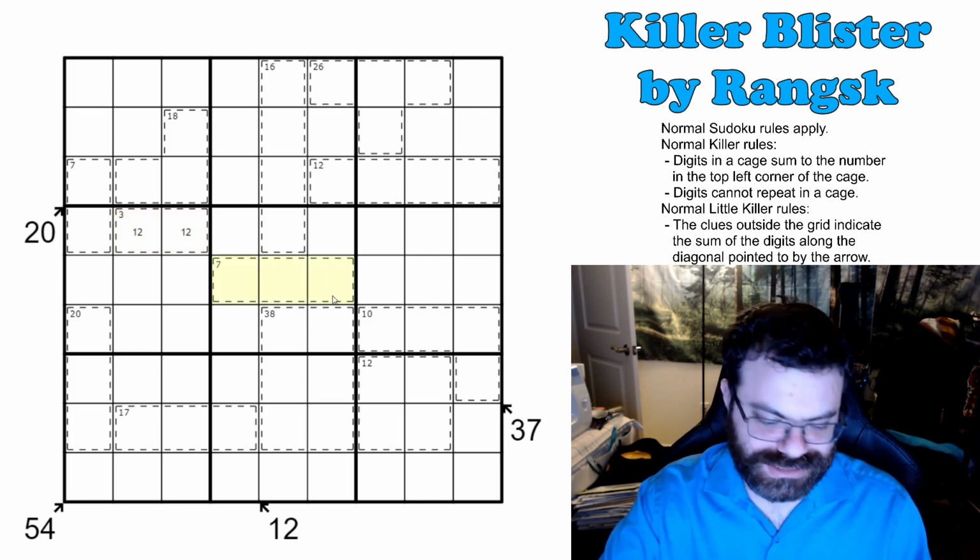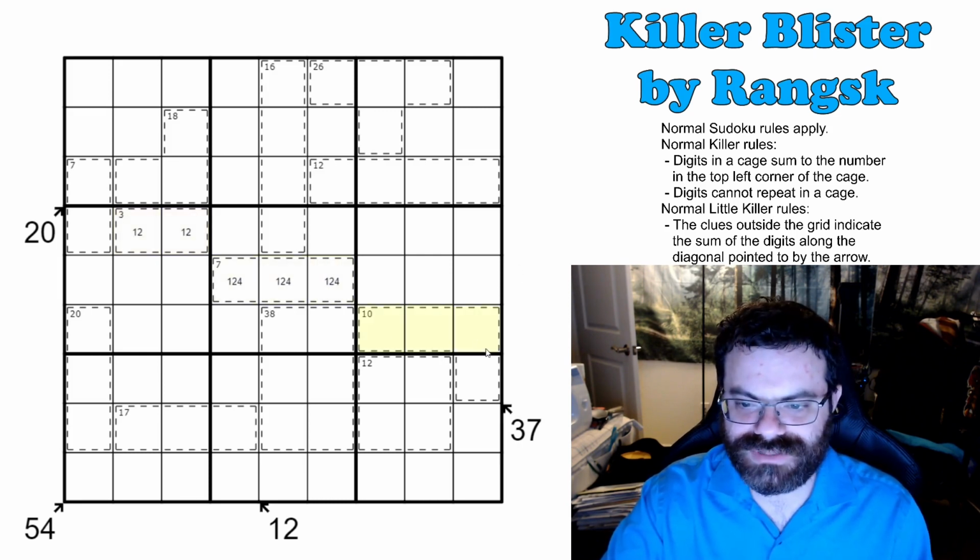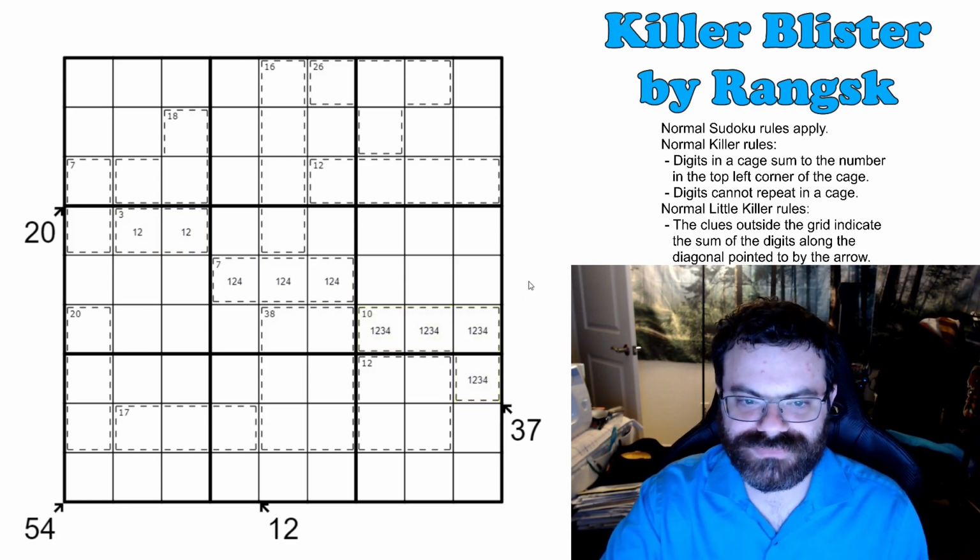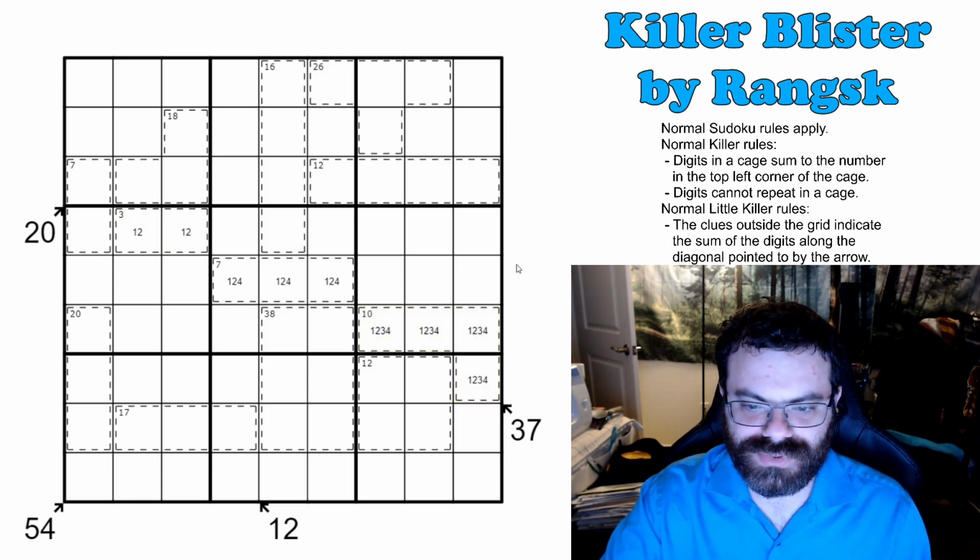It's the only way to do that. The 7, you can only do with 1, 2, 4. The 10, you can only do with 1, 2, 3, 4. And a couple more things to point out is the 12 cage must have a 1 and a 2 in it.